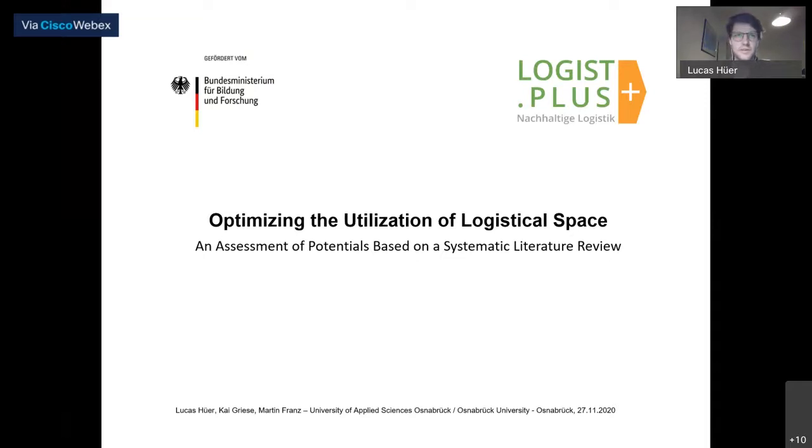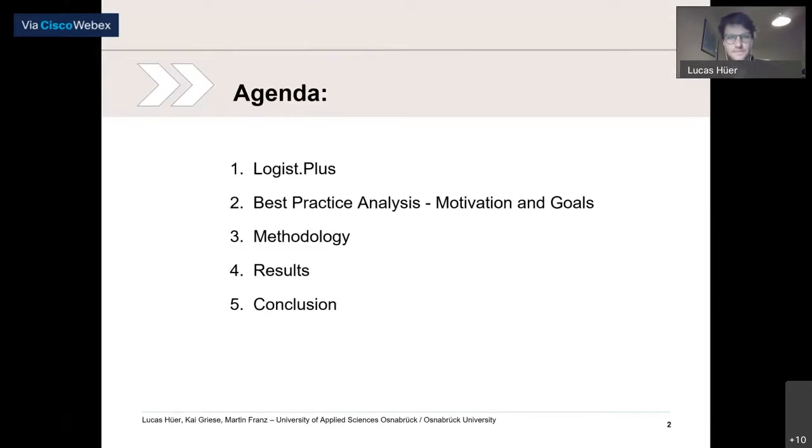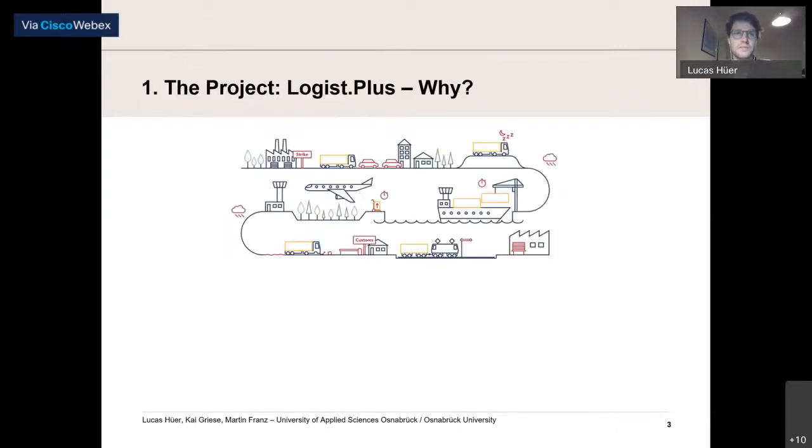I will start right away with the structure. First of all, in my presentation, I will give a little introduction to the project Logist Plus. Then I will talk more about the work that I just introduced, by firstly giving the motivation, then shortly introducing the methods. After that, I will discuss the results and conclude everything. So what is the project and why do we need it?